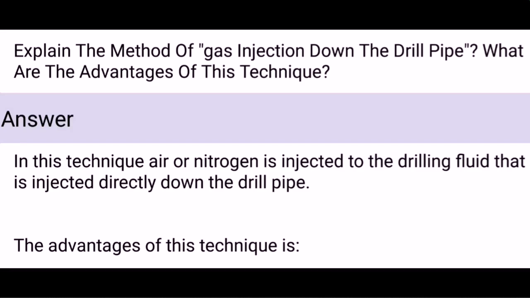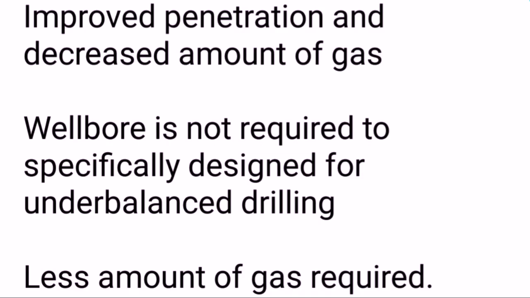Explain the methods of gas injection down the drill pipe. What are the advantages of this technique? In this technique, air or nitrogen is injected into the drilling fluid that is injected directly down the drill pipe. The advantages of this technique are improved penetration and decreased amount of gas. The wellbore is not required to be specifically designed for underbalance drilling. Less amount of gas is required.